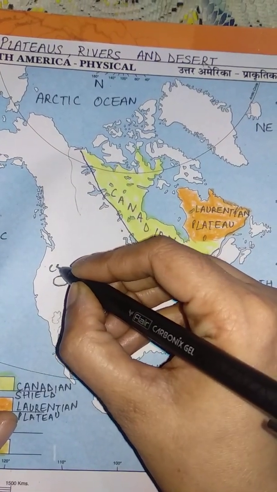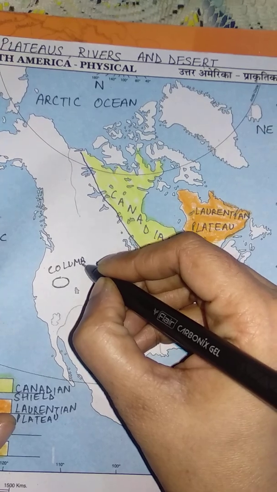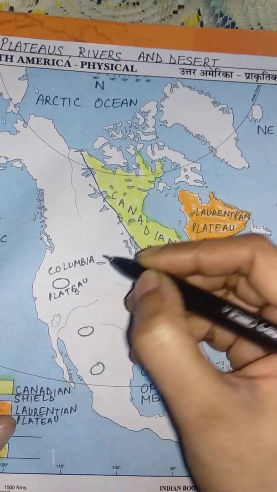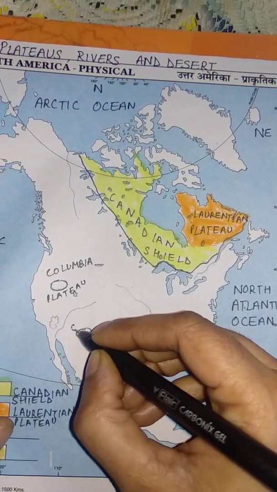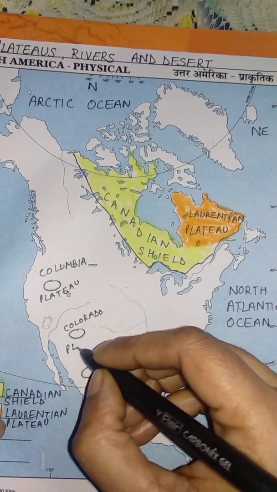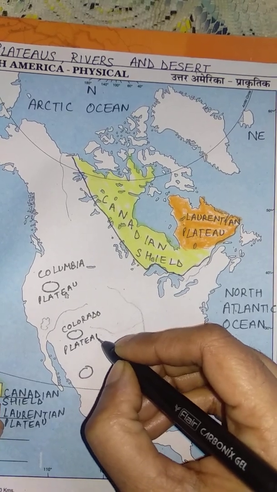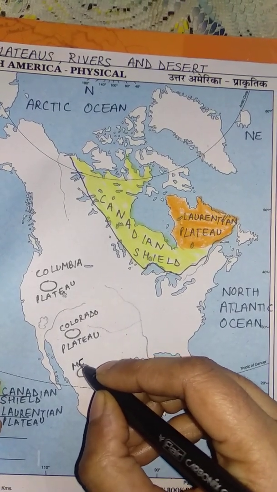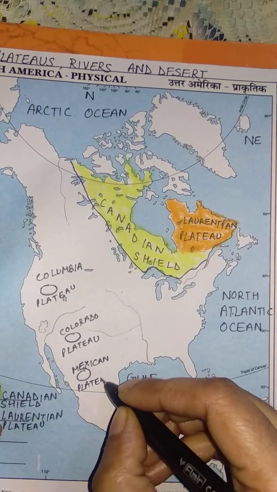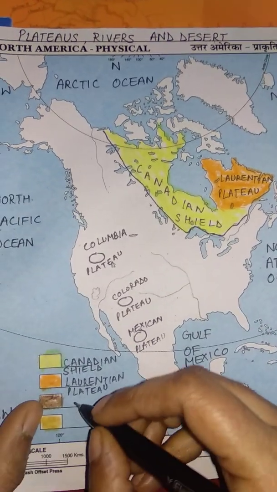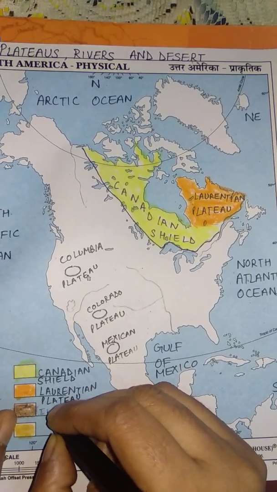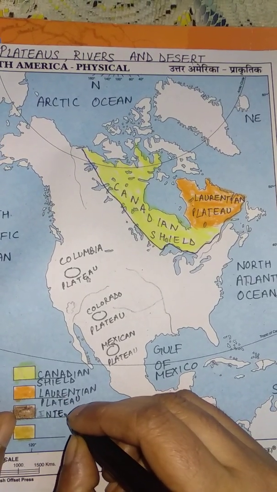The first one is the Columbia Plateau. Second is the Colorado Plateau. Third is the Mexican Plateau. Now in the index you give a color and write Intermontane Plateau.